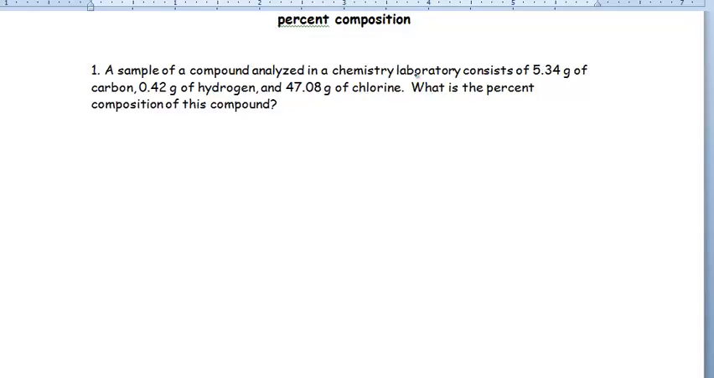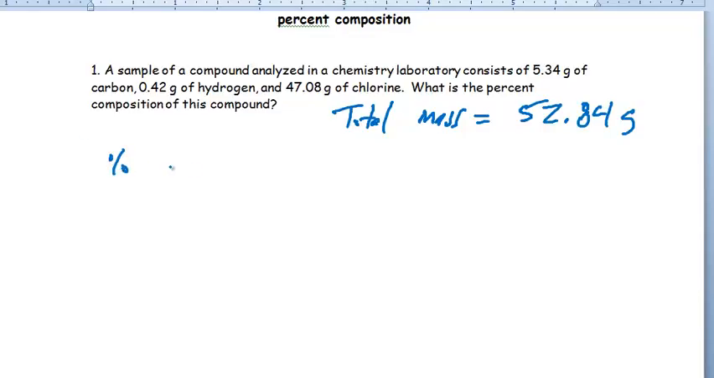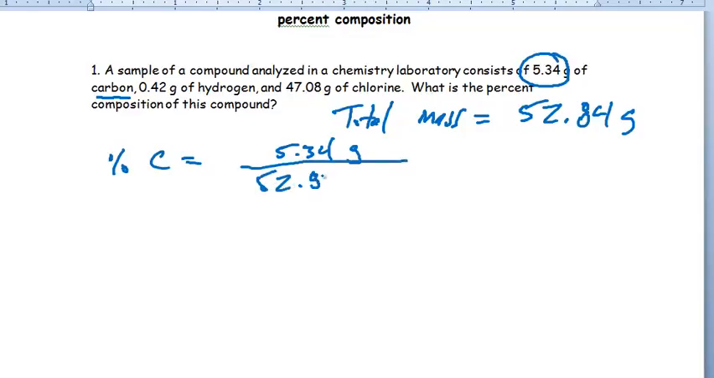And when you do that, you should come up with a total mass of 52.84 grams. All right, so then if you want the percent composition from, say, carbon, then we take the 5.34 grams that's being contributed to total mass from carbon, and you divide that by 52.84 grams, multiply by 100, and you'll get 10.1%.